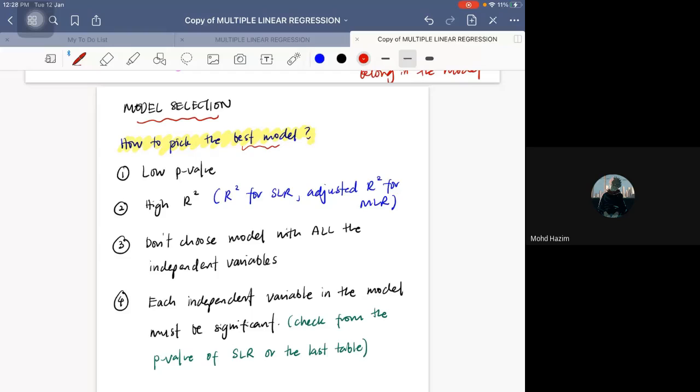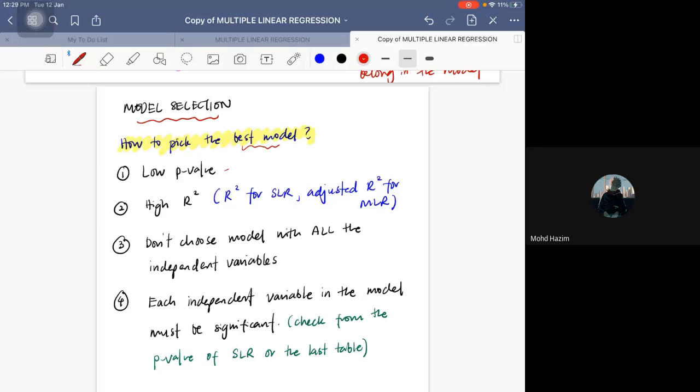So the first rule is that your model should have a very low p-value. The smaller the p-value, the better it is, meaning that the one with the smallest p-value is likely to be our best model. But it depends on the condition as well. There are many more factors that we have to count in.